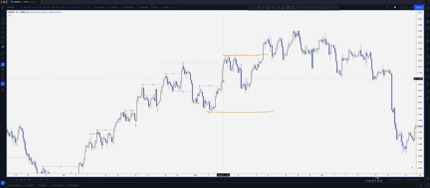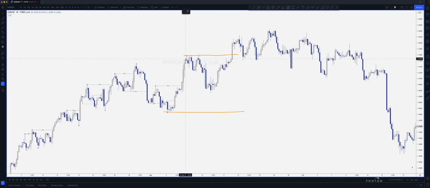Now in this case, we don't get a minor break of structure because we don't break anything in this leg here. But what do we get? We get a substructure break, right? This is a sub-low here, because we get the pullback, we failed to make that high, and then we break that low. So that's just a substructure break. So potentially, you could see that as a lower high you may want to get involved in. But remember, substructure break is a lot less confluent.